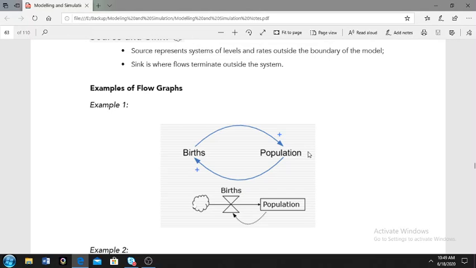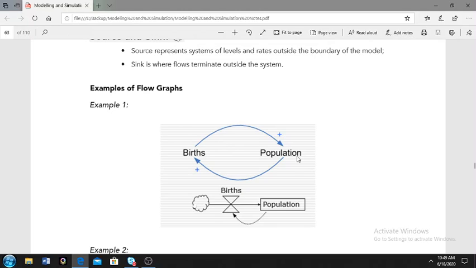Now, in a previous video I told you that you get the stock and flow diagram from the causal diagram. So we know the causal diagram, we understand it. The more you have birth, the more you have population. The more you have population, the more you have birth. So this is a reinforcing feedback loop, a reinforcing loop.